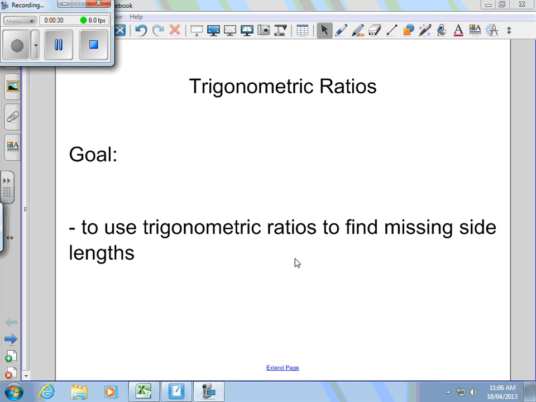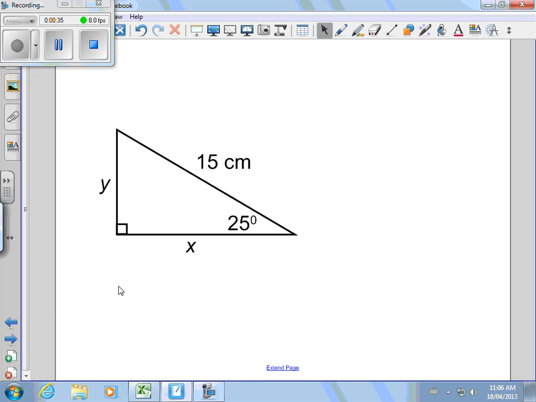Okay, so we're going to use the trigonometric ratios to find missing side lengths in triangles, and we'll just go through a couple examples. So here I have a right triangle. I have a given angle and one side, and I'm going to find the missing two sides. So how do I do this? Hopefully it's right on the tip of your tongue. You are going to use one of the trig ratios, and you're going to remember them by SOHCAHTOA.